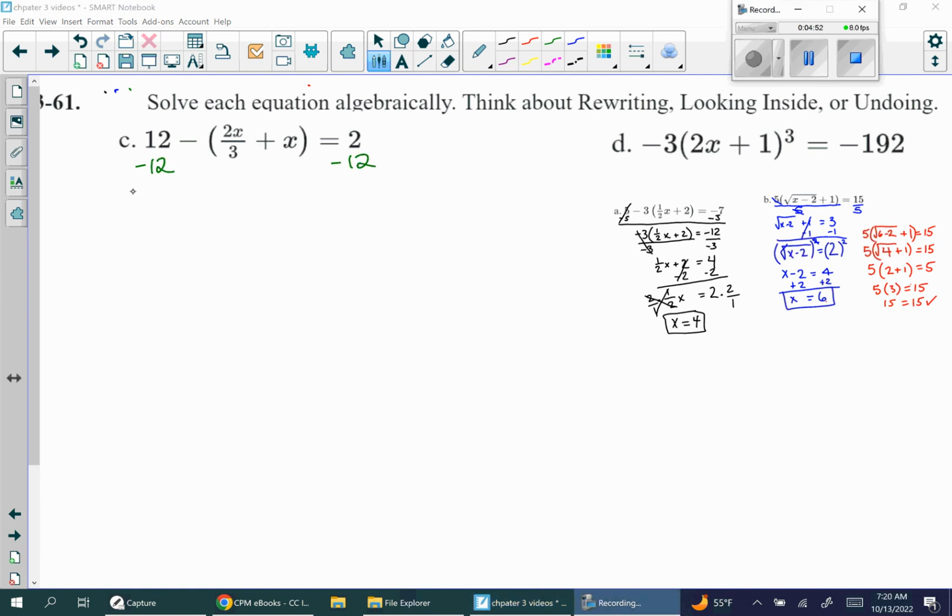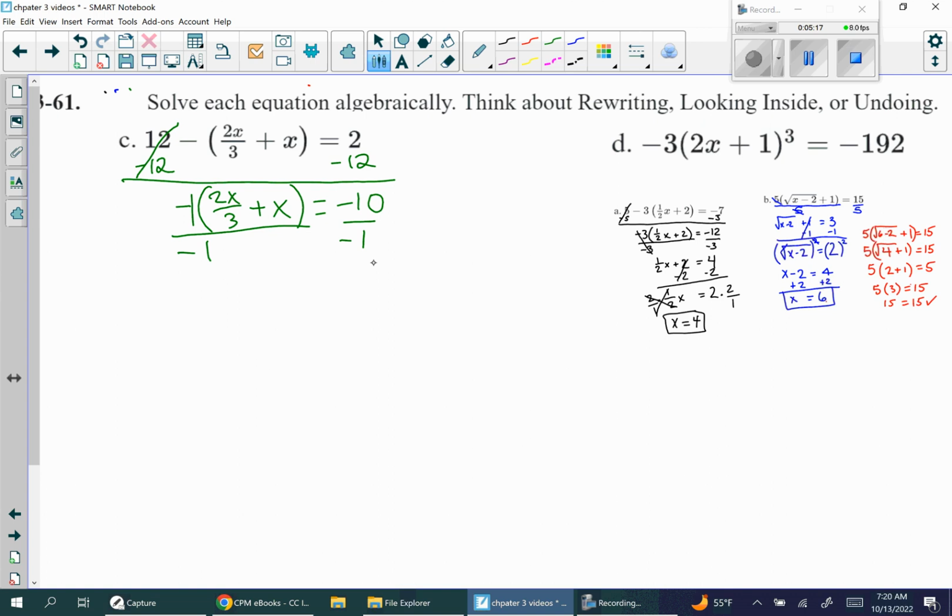And let's simplify that. One of the things is, this negative is attached to this quantity. It's not attached to the 12. So we end up with negative 2x over 3 plus x equals 2 minus 12 is negative 10. Okay, so this is essentially a negative 1 right here times the quantity here. So I'm actually going to divide by negative 1. I'm totally allowed to do that. I'm not breaking any math rules.